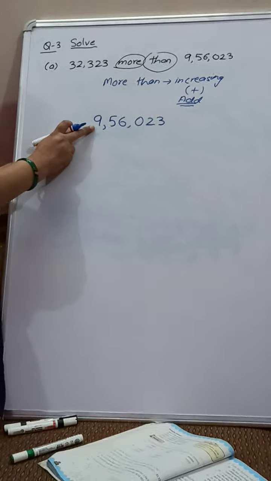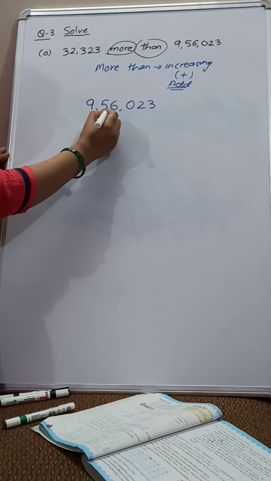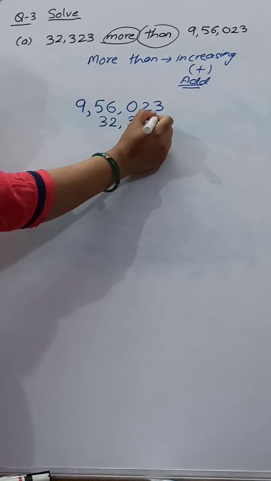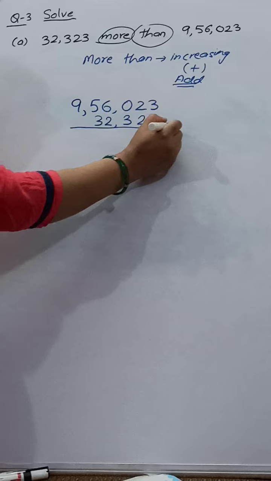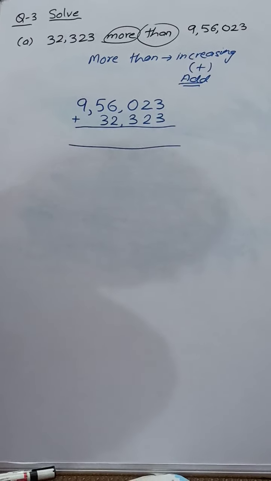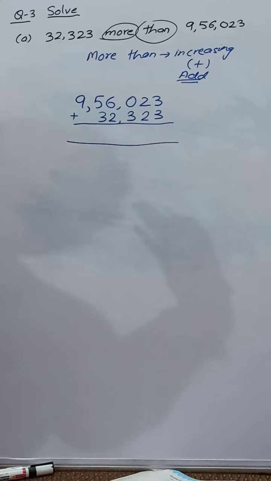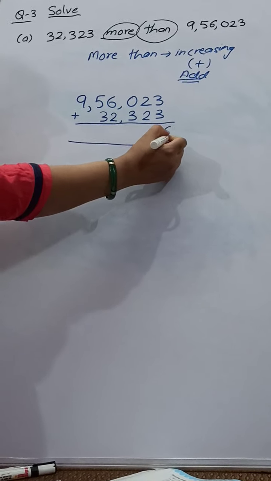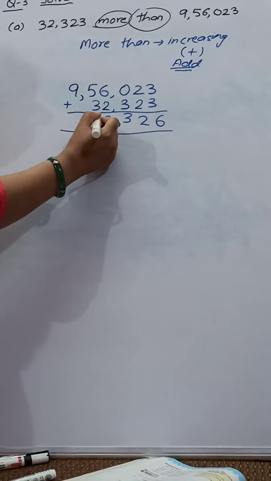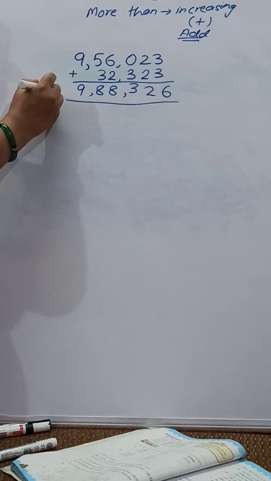So I have written 9,56,023, and then the next number, by which this has to be increased, 32,323. So we'll be adding them up. Dear students, now you are in class 5. Please do not add on fingers. You have to practice mental addition. We have 3 and 3 is 6, 2, this is 3, and then comma. So this is your answer.